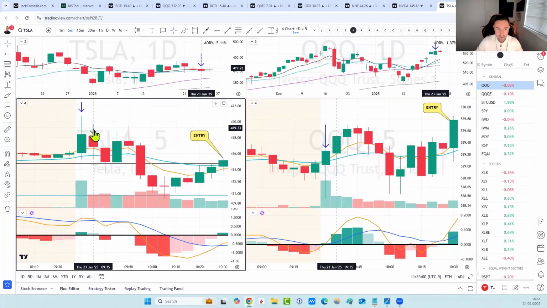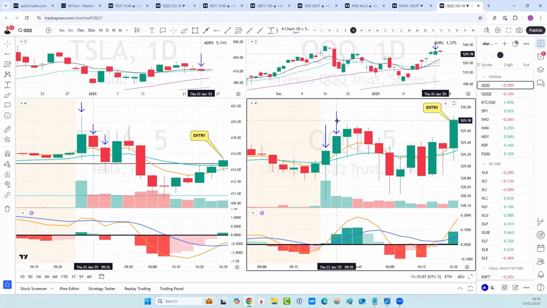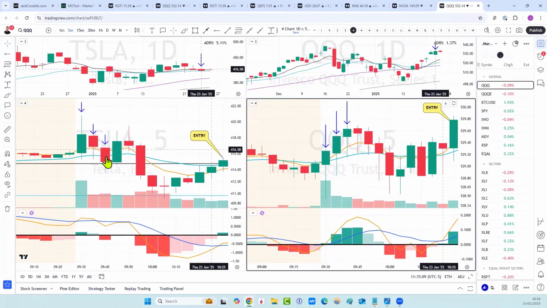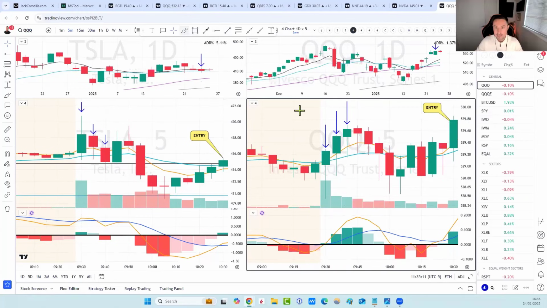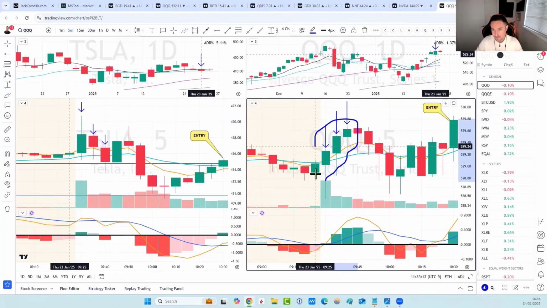But then if we play it forward two more bars, I'm just going to point to the next two bars, this bar here and this bar here. Now we're 15 minutes into the session at 9:40. What's stronger? Yes, the Qs is stronger. The Qs is able to push up in the first 15 minutes. See that? Push, push, push. Tesla, okay.